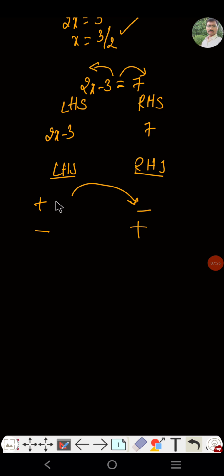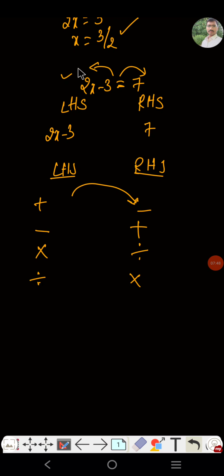For example, if a quantity is multiplying in the LHS and we send it to the RHS, it becomes a division in the RHS. If a number is dividing in the LHS and we send that value to the RHS, it becomes a multiplication. Is it clear here?